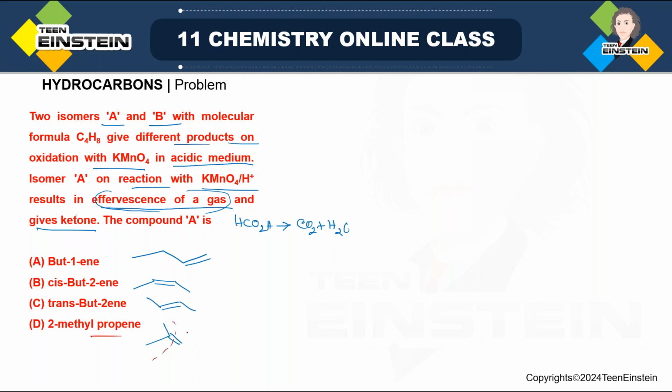Because if you are breaking it from this side, that is the CH2 side, you will get the formic acid, and from this side you will get acetone. But that is not possible in any other options. Because if you are doing it with the first one, from this side you will not get a ketone, you will get an acid, and from this side you will get formic acid. So effervescence of gas is fine, but you are not getting ketone. And the same problem is also with this. You will not get ketone. You can get ketone, also CO2 gas, only with the last option. So that is why this is the correct option.